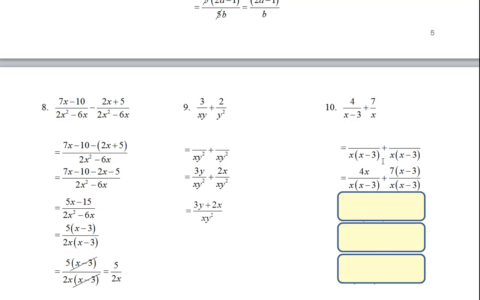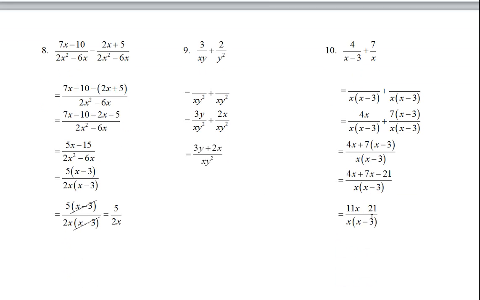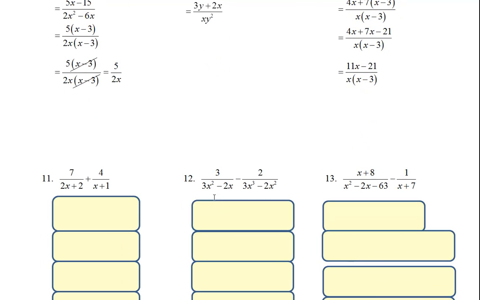So let's see if I wrote that down. Denominators are the same, so hold on to them. Your numerators, go work with those. We're going to have to eventually distribute. If you'll notice, I went ahead and put them together. Now distribute, that would give me what? 7x minus 21. Combine like terms, this looks like 11x minus 21 over that denominator. And I can't reduce. That's my final answer.